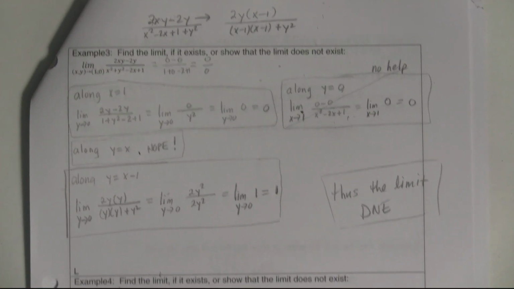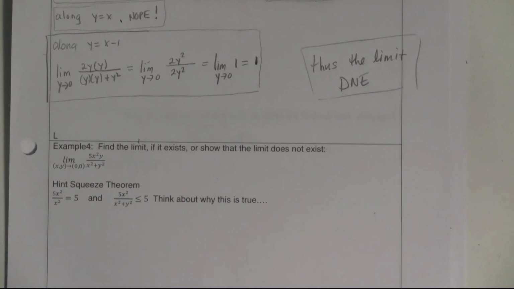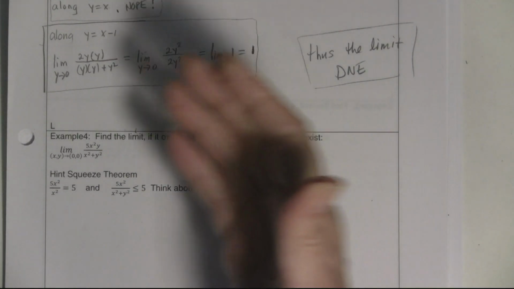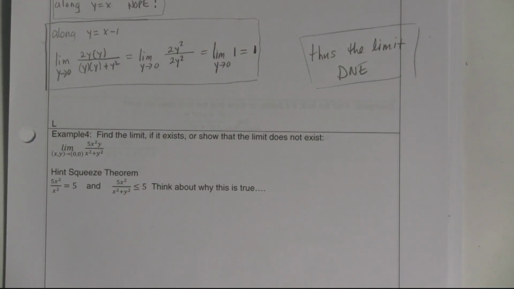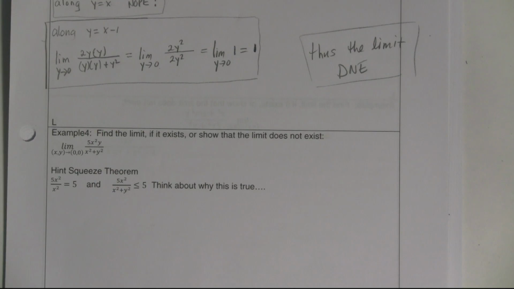Okay, so we have one here. And their hint is to use the squeeze theorem, which I don't know if you guys remember from Calc 1, but it can be kind of tricky to use. So we're going to give it a try. They've given us the hint that 5x squared divided by x squared equals 5. And you might be saying, oh yeah, that's true.